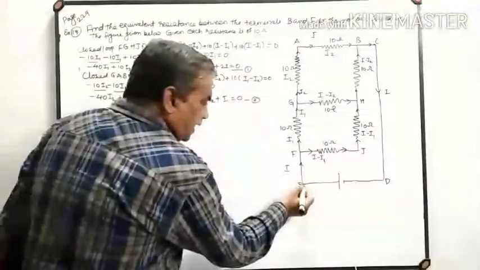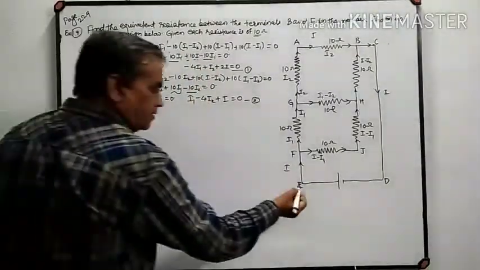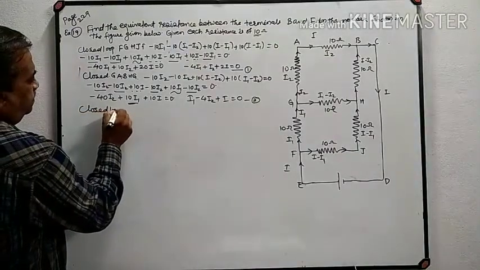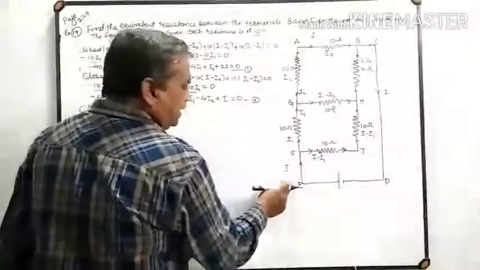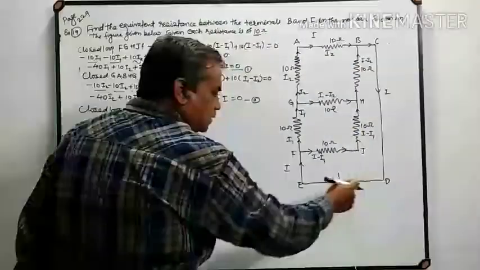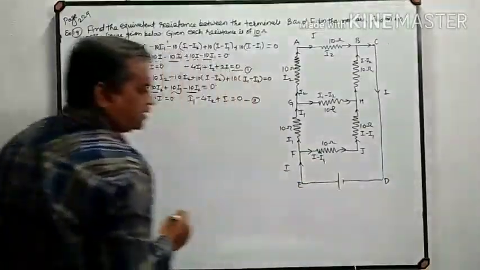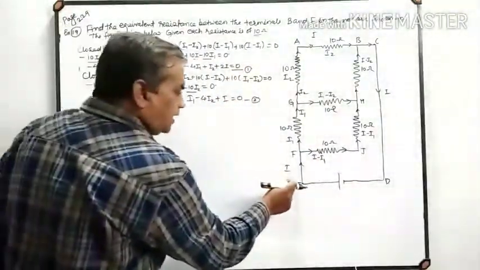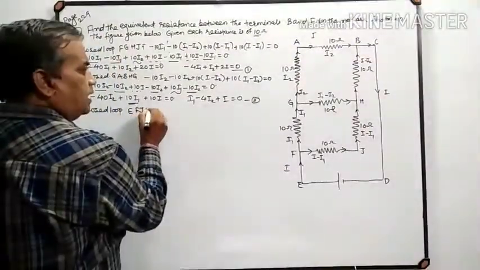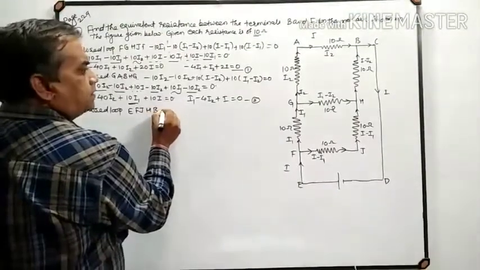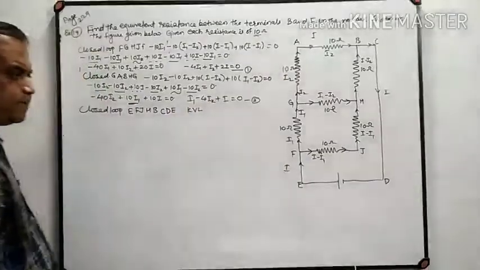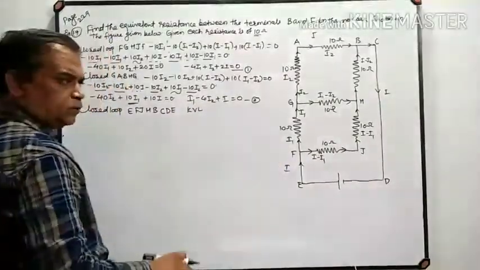Similarly, we can consider a closed loop. Starting from point E, E to F, F to J, J to H, H to B, B to C, then through this source of EMF, we will return back to what? E. So consider a closed loop E, F, J, H, B, C, D and back to E. Apply Kirchhoff's voltage law. E to F, no resistance.